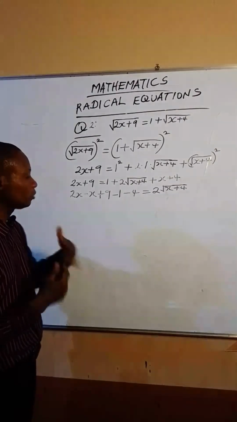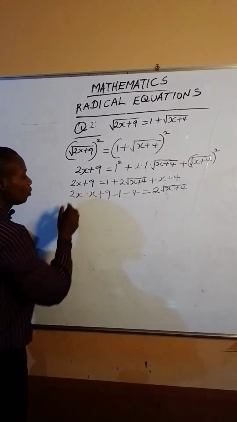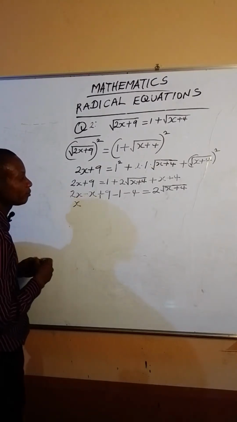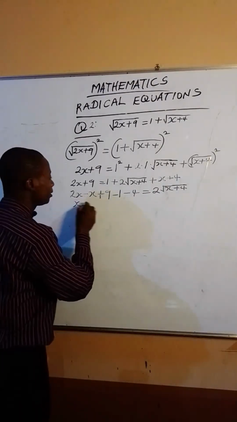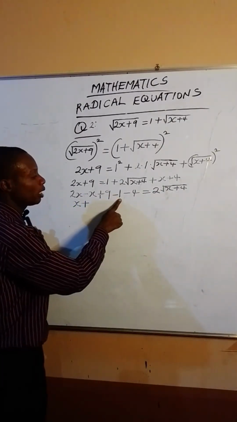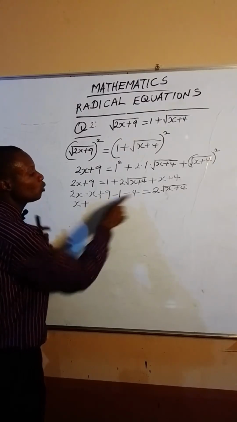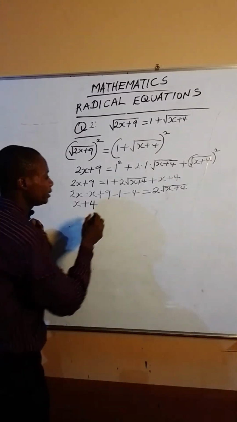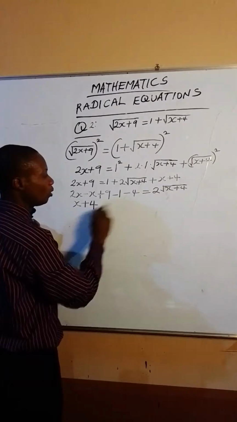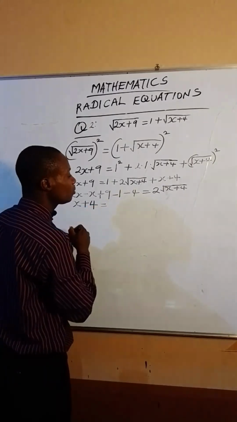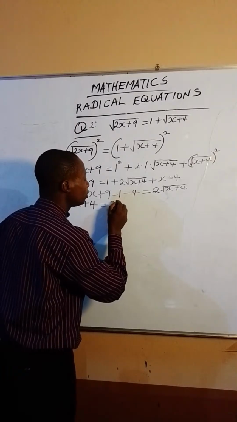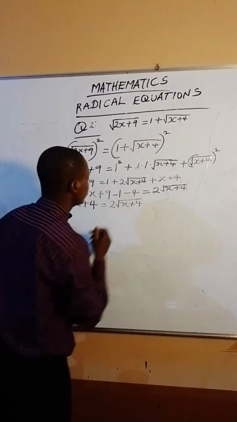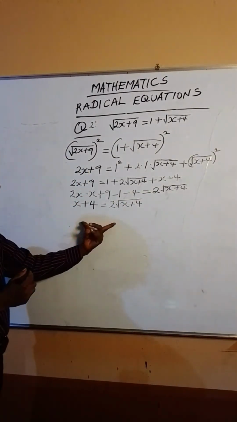So this is what we have arrived at, the next phase. Here we have 2x minus x, that gives us just x. Then here we have plus 9 minus 1 is 8. Then 8 minus 4 is 4. So we have 4 here. That is what we have here, equals 2 times the square root of x plus 4. So this is what we got.